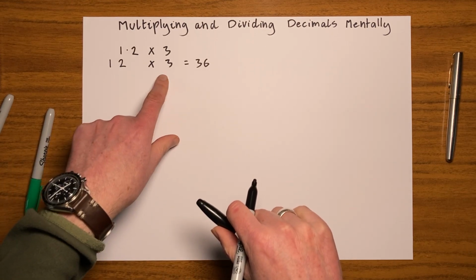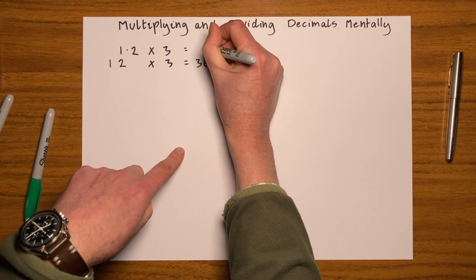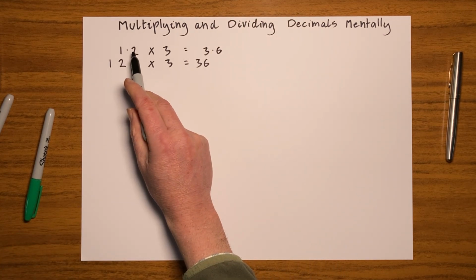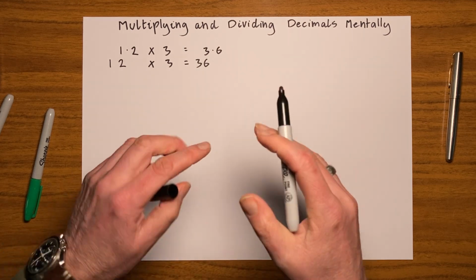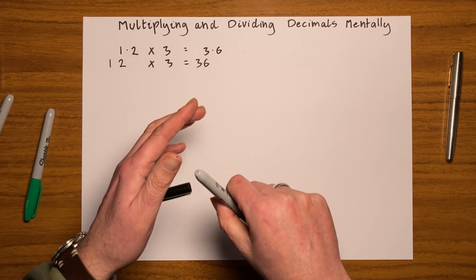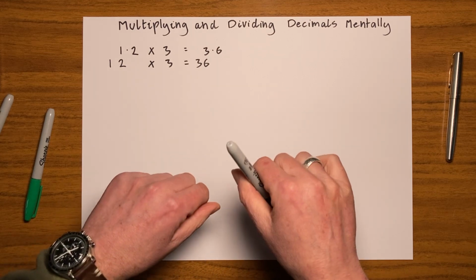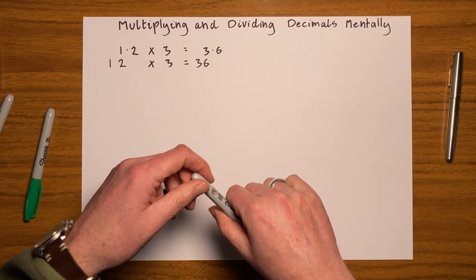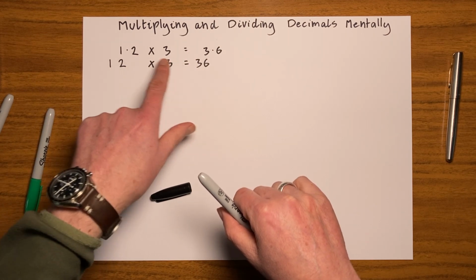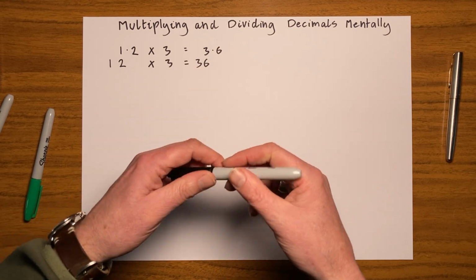Now if 12 times 3 makes 36, 1.2 times 3 must equal 3.6 because 1.2 is 10 times smaller than 12. If you're not sure what I'm talking about here, please have a look at my place value videos. Place value is all about where the digit is, in which column it is, how much it is worth, and is absolutely fundamental to your maths. So 1.2 times 3 is 3.6 because 12 threes are 36 and 1.2 is 10 times less than 12. So my answer must be 10 times less than 12.